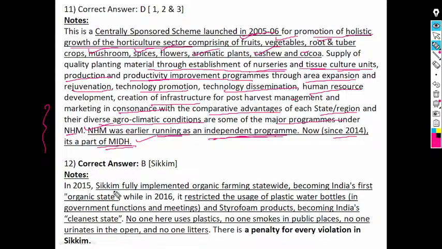In 2015, Sikkim fully implemented organic farming statewide, becoming India's first organic state, Sikkim. While in 2016, it restricted the usage of plastic water bottles.